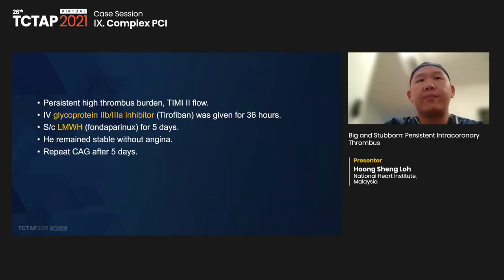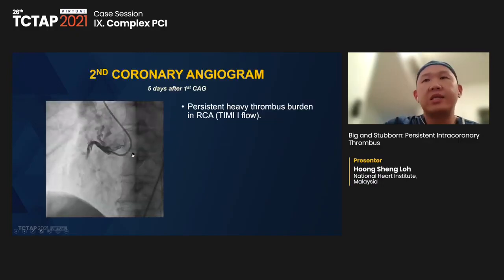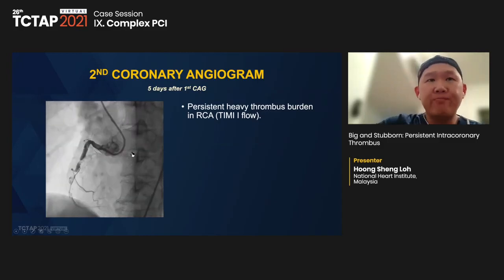Because of the persistent high thrombus burden, we decided perhaps we should give anticoagulation and antiplatelet further. So we gave IV glycoprotein 2B3A inhibitor, which is tirofiban in this case, for 36 hours. And we also continued the subcutaneous low molecular weight heparin, which is fondaparinux in this case, for 5 days. Fortunately, he remained stable without any angina during the 5 days, and we decided to repeat the angiogram 5 days later. This is the second coronary angiogram.